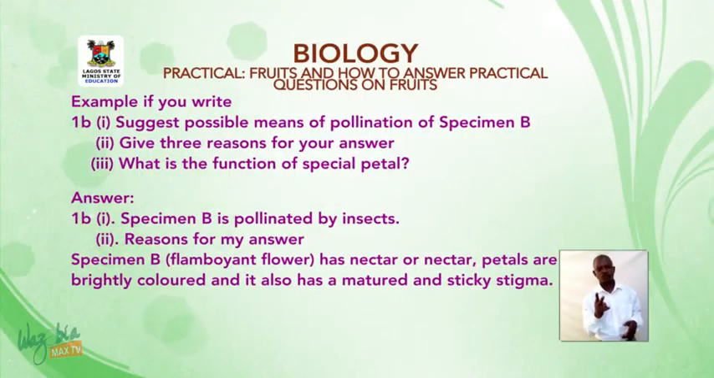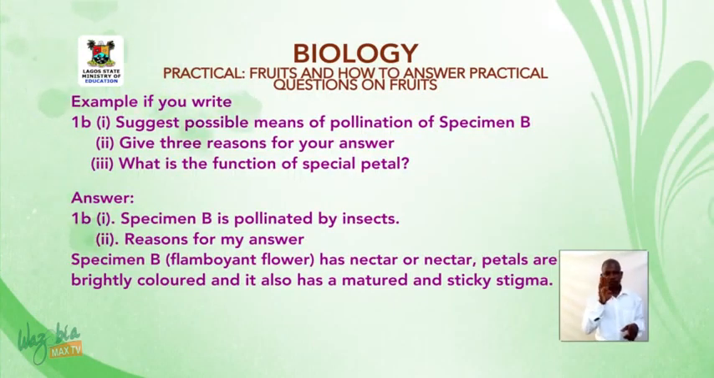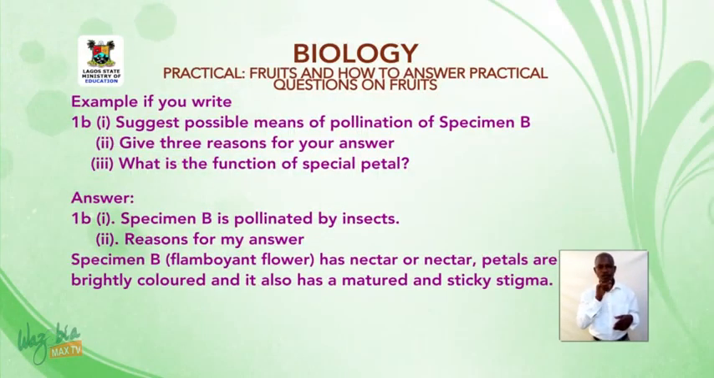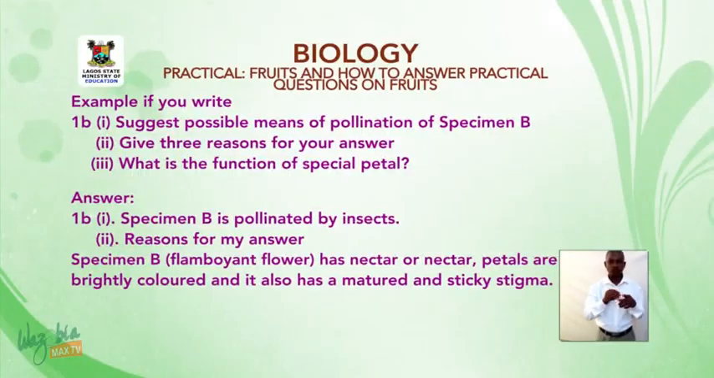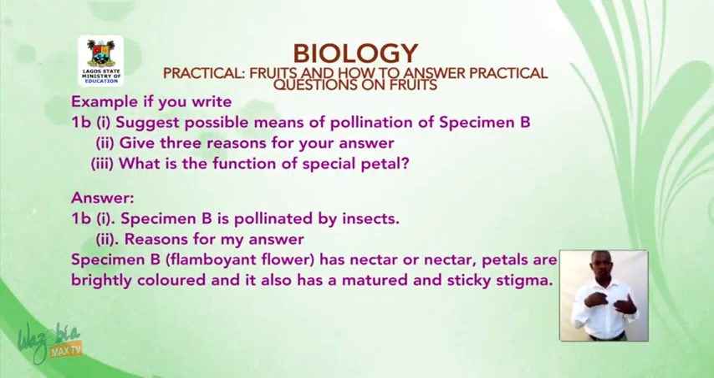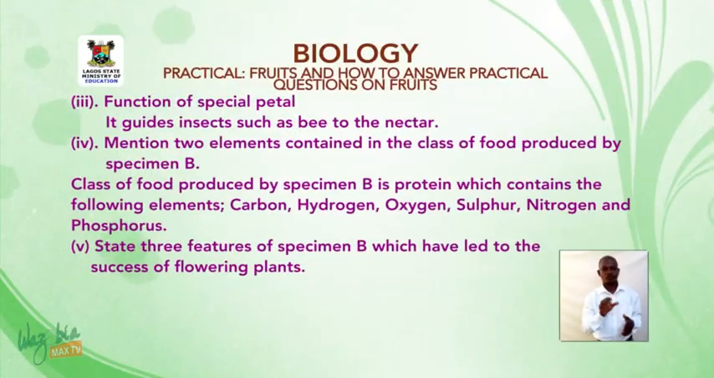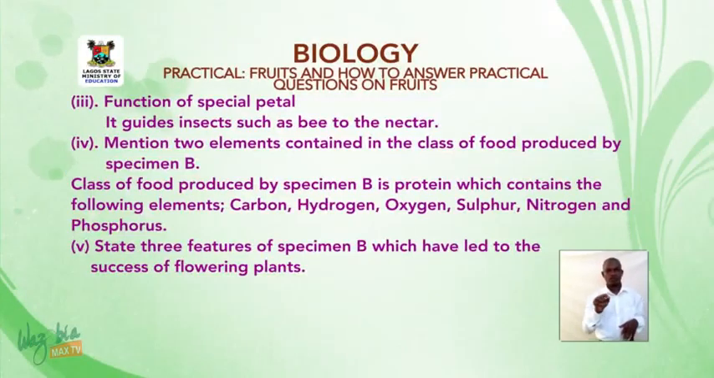B2. Reasons for my answer. Specimen B, which is a flamboyant flower, has nectar. Petals are brightly colored, and it also has a mature and sticky stigma. 3. Function of special petal is to guide insects such as bee to the nectar.